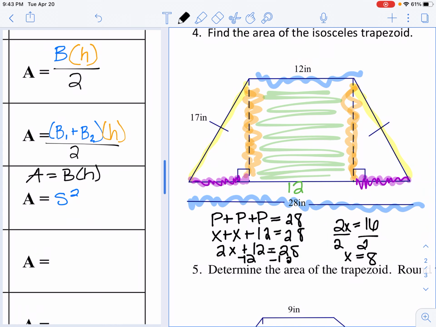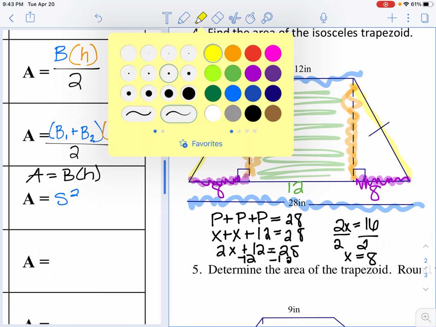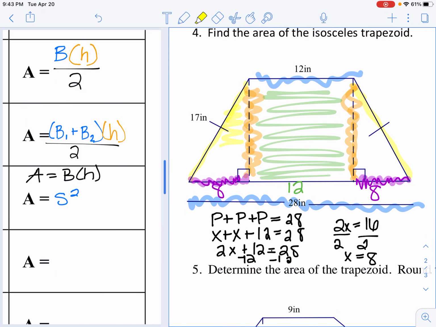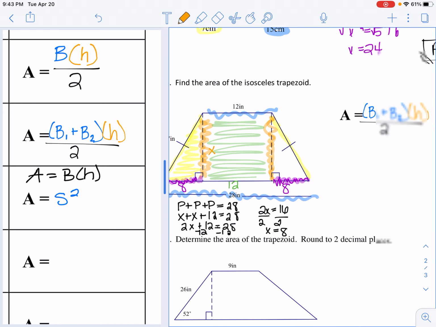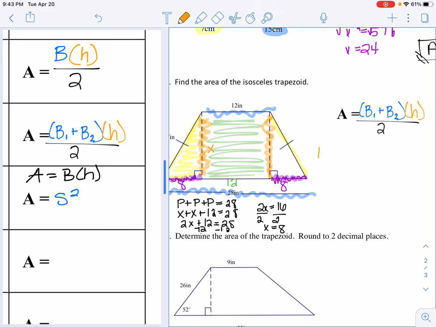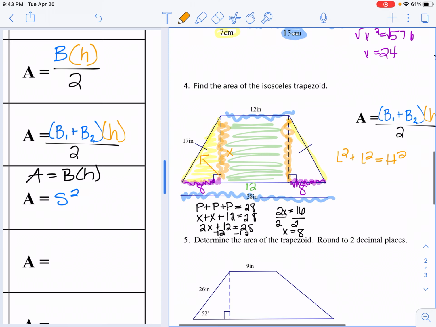And I can find them to be 8. Now when I zoom in on this triangle here, that gives me 2 side lengths, and I'm looking for a third. So that tells me that I can again use my Pythagorean theorem. Remember, your hypotenuse is always across from the 90.